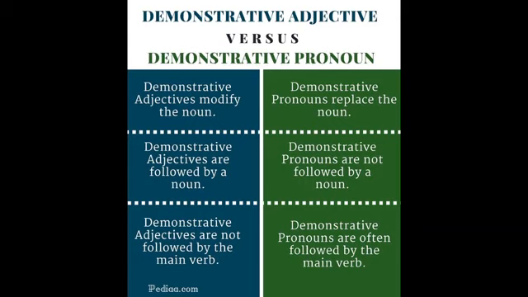Now let's come to demonstrative adjective and demonstrative pronoun. Let's see demonstrative adjective versus demonstrative pronoun. What are the differences between them? Demonstrative adjectives modify the nouns, whereas demonstrative pronouns replace the noun. Demonstrative adjectives are followed by a noun, whereas demonstrative pronouns are not followed by a noun. Demonstrative adjectives are not followed by the main verb, whereas demonstrative pronouns are often followed by the main verb. So this was the difference between demonstrative adjective and demonstrative pronoun.